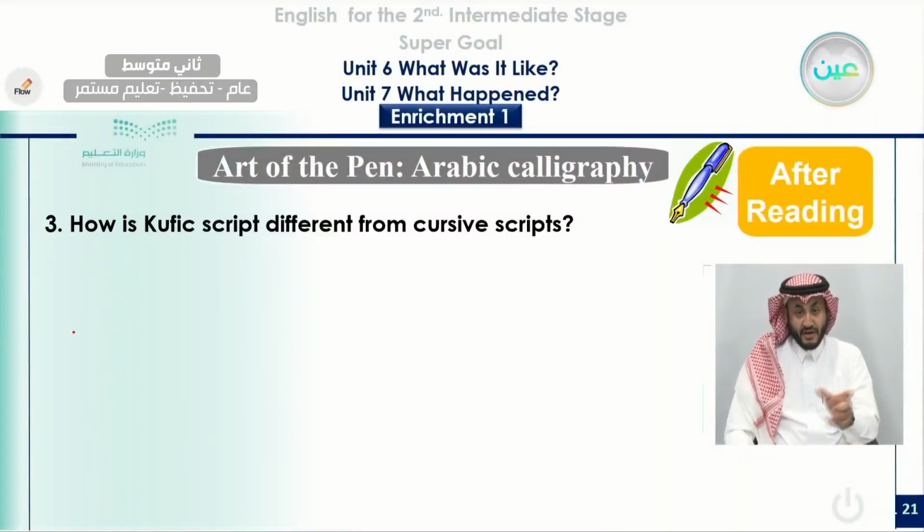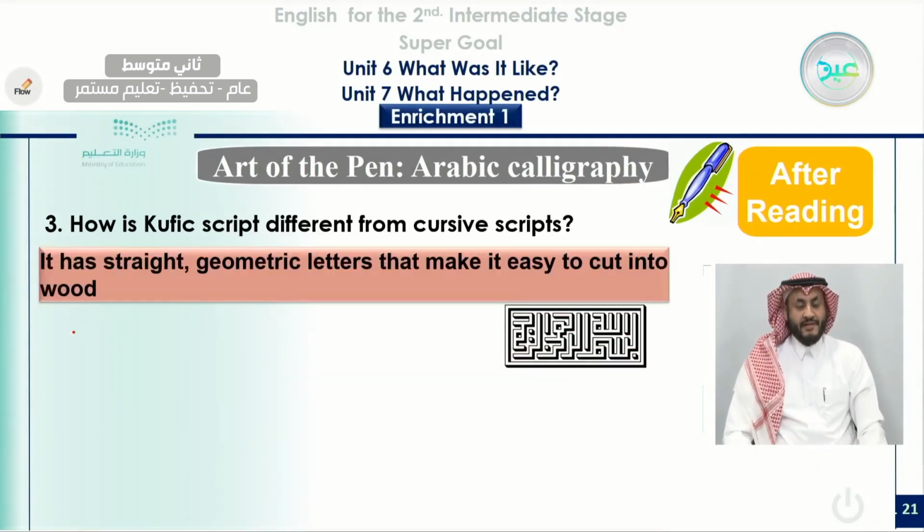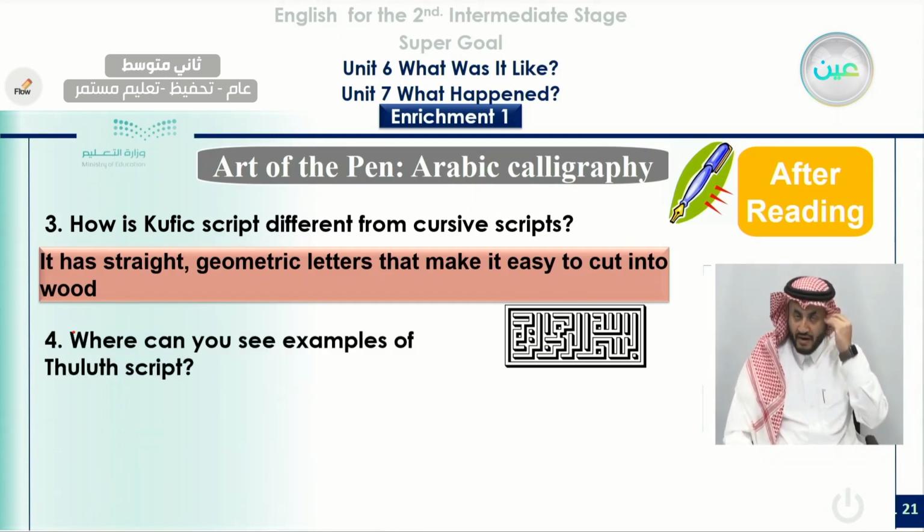Okay, number 3, how? Here we are asking about a method. Okay, you can answer like this. And if you want to learn more about this reading passage, you can go back to the video.